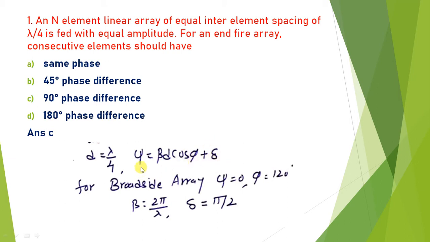Okay, so for the array, psi is always equal to 0, and phi is 120 degrees. So we have to find out the value of the phase difference delta. Now put beta equal to 2 pi by lambda, d equal to lambda by 4, and phi equal to 120, psi equal to 0. You will get delta equal to pi by 2, that is equal to 90 degrees. So the answer is C.